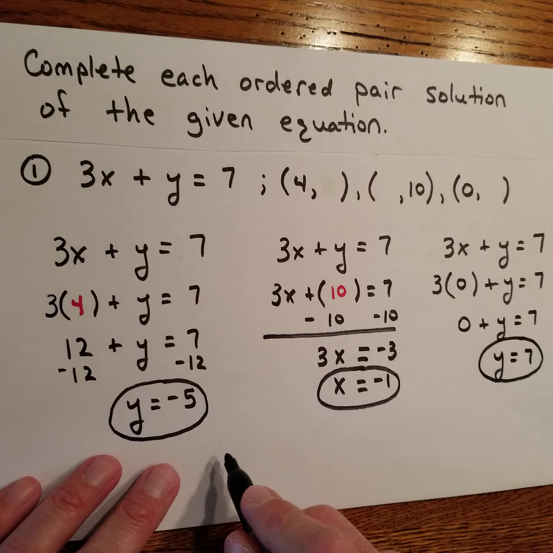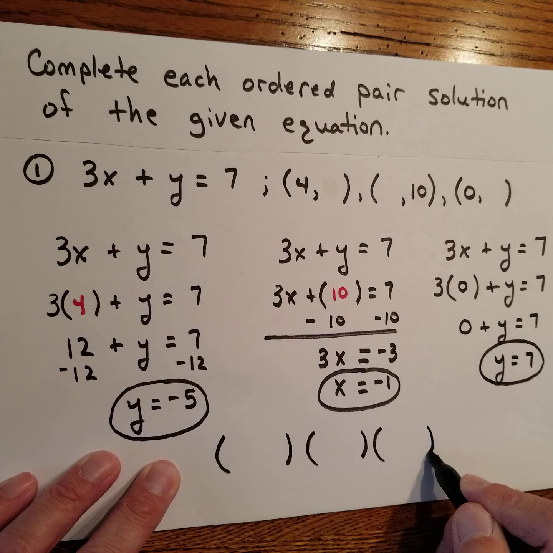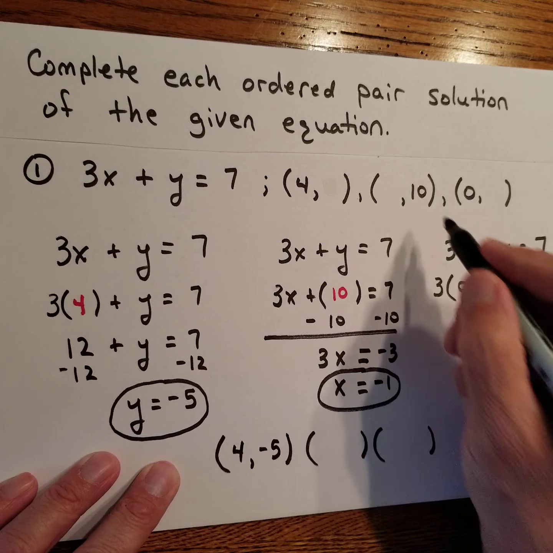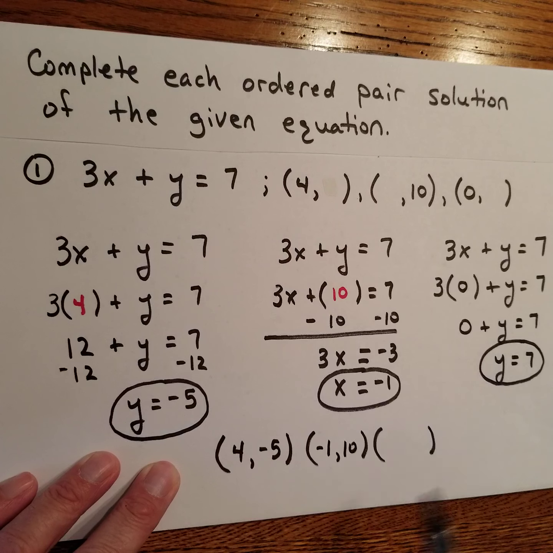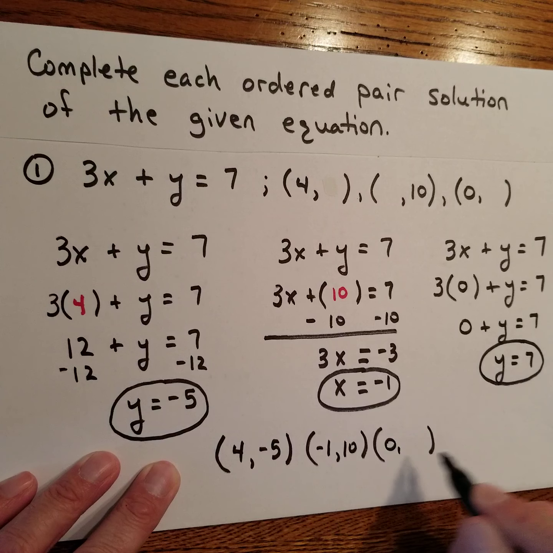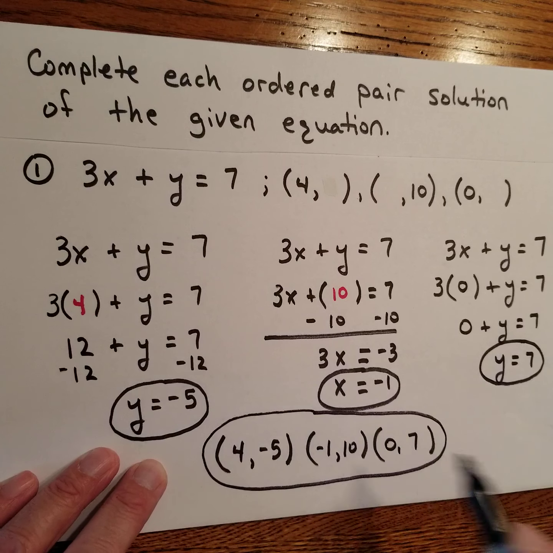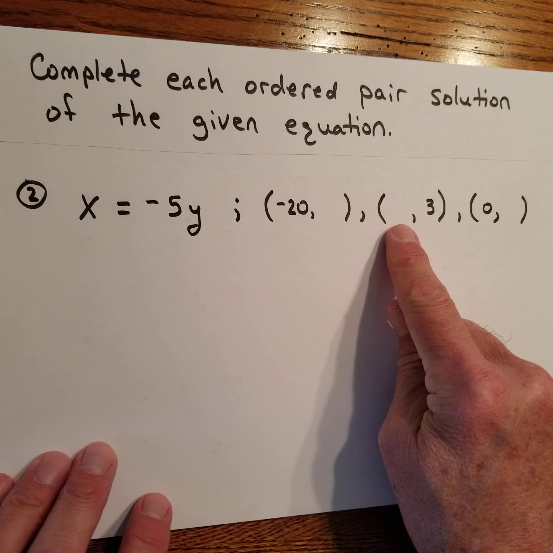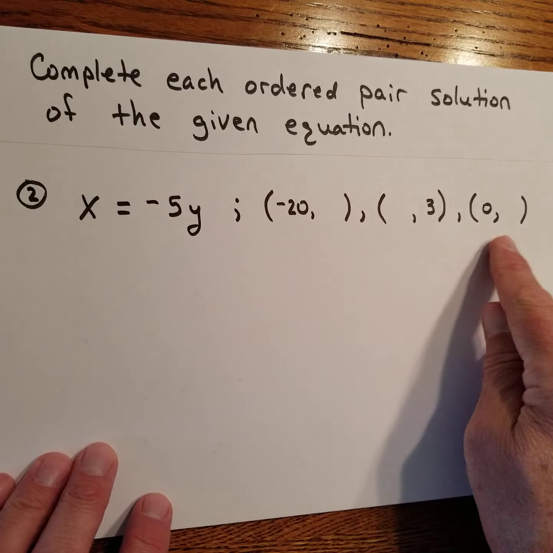Best way to show my final answer now is to rewrite my ordered pairs. When X was 4, Y was negative 5. When Y was 10, X was negative 1. And when X is 0, Y is 7. See how at each problem there's a missing number from the ordered pair? My job is to complete the ordered pairs, find the missing numbers.